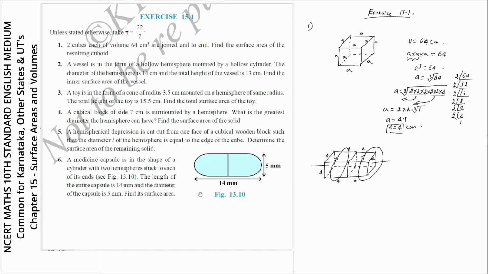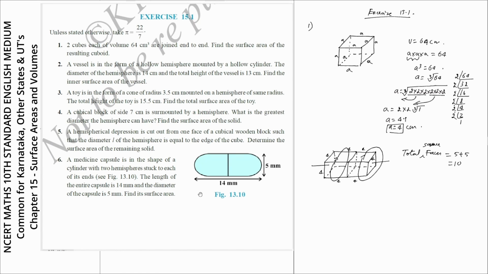Now I should find the surface area of this cube. Now totally how many faces are there? From one cube I am getting 4 plus 1, 5. In the other cube I am getting 4 plus 1. Therefore total square faces, how much are there? 5 plus 5. Totally 10 square faces are there.